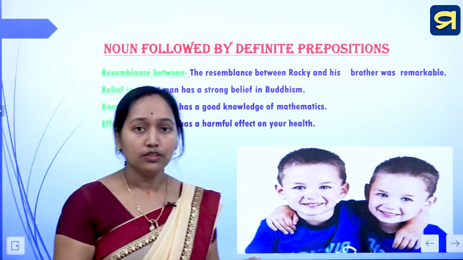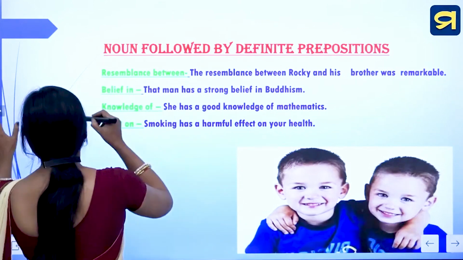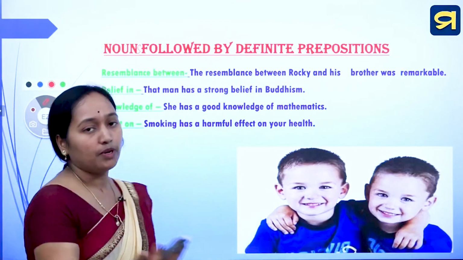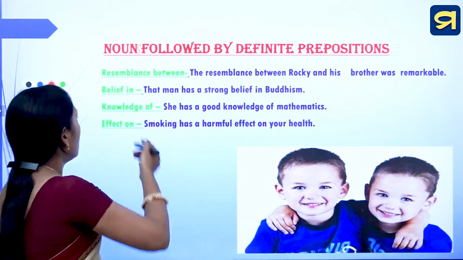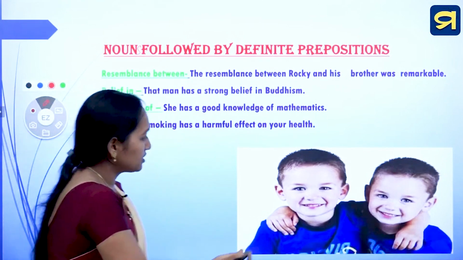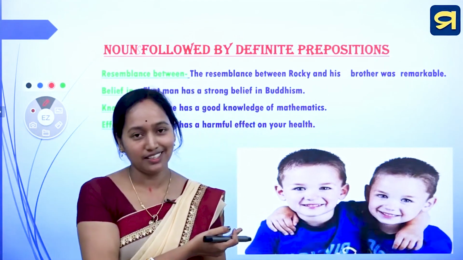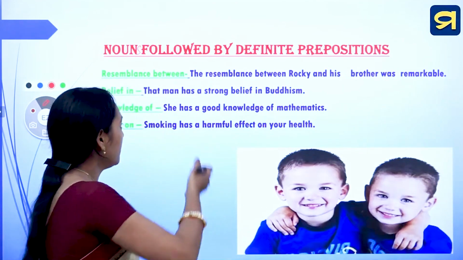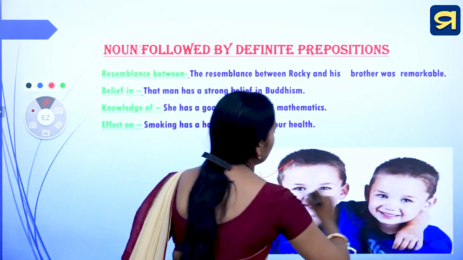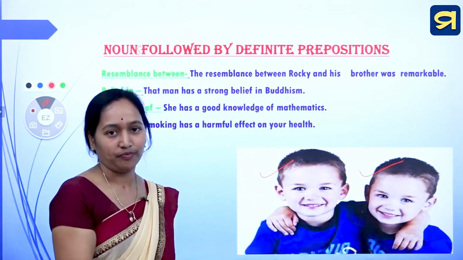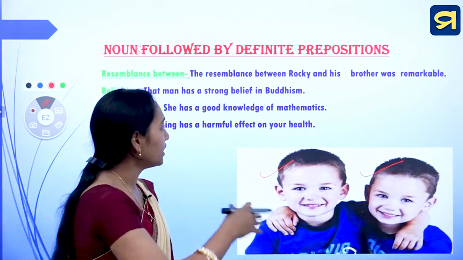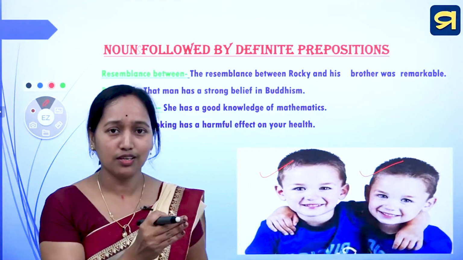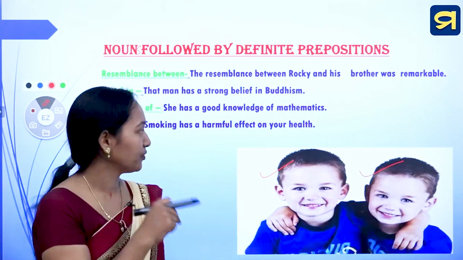Nouns followed by definite prepositions. Here are some examples. Resemblance between. Students, just look at this picture, how cute they are. They are looking alike. So we can say the resemblance between Rocky and his brother was remarkable. They are looking so cute and have such a resemblance with each other.